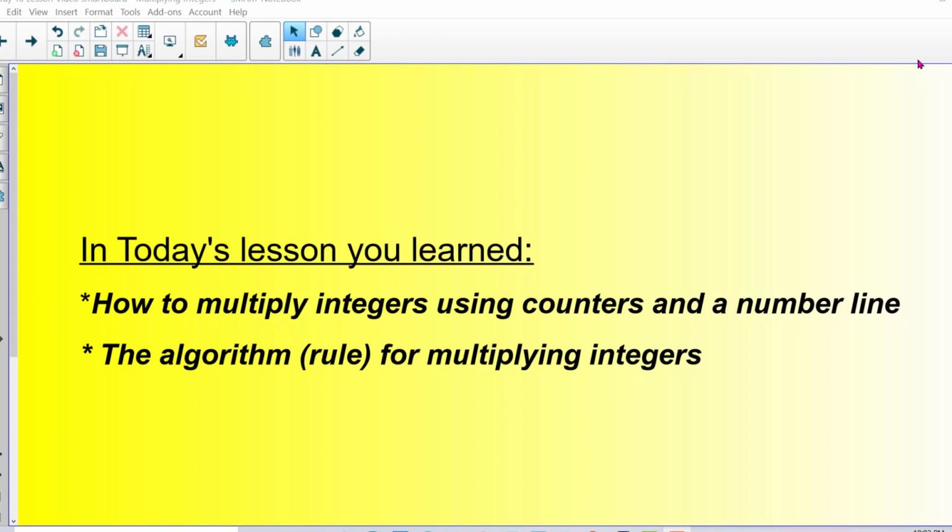So let's recap. In today's lesson, you learned how to multiply integers using counters and a number line, and also the rule for multiplying integers.